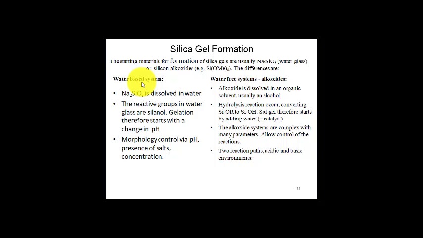Next is the silica gel formation. The starting materials for the formation of silica gel are usually sodium silicate, which is also called water glass, or silicon alkoxide. So there are some differences if we use these two starting materials. One is the water based system and the other one is the water free system where we use alkoxides.